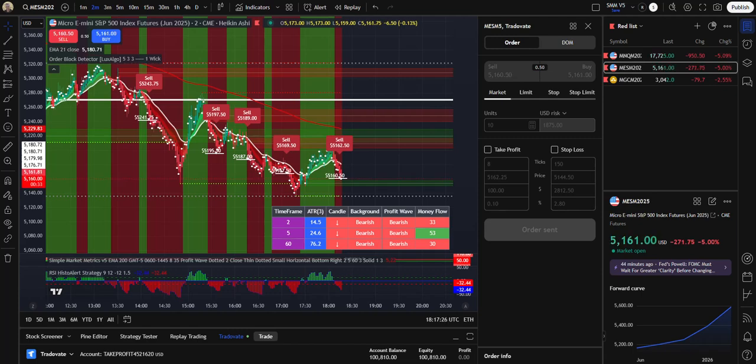We are up $800 on our Take Profit Trader account. Very low stress, very easy to do. I absolutely love the Simple Market Metric system.